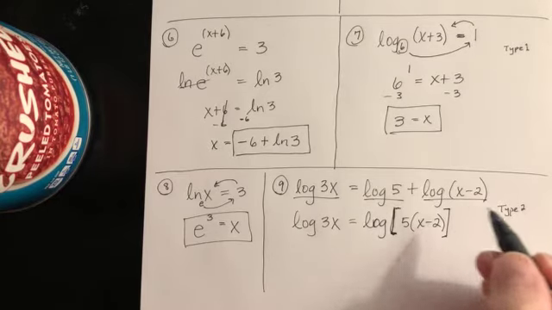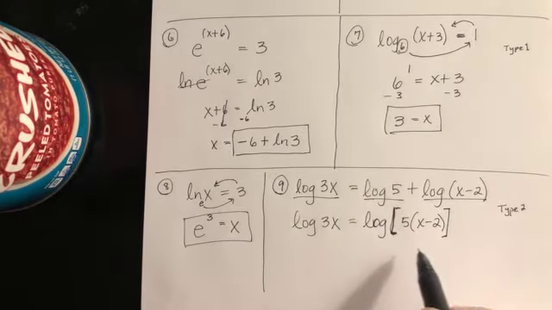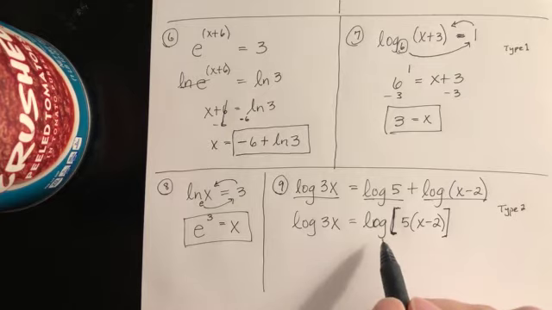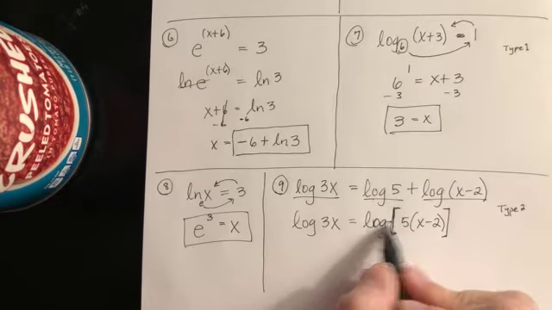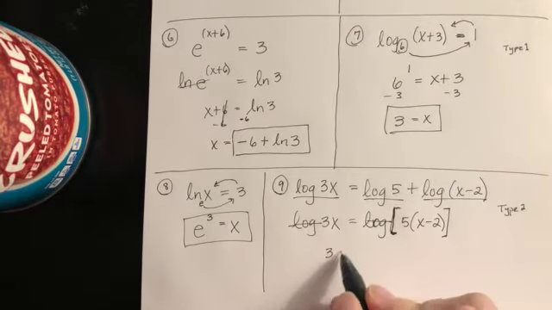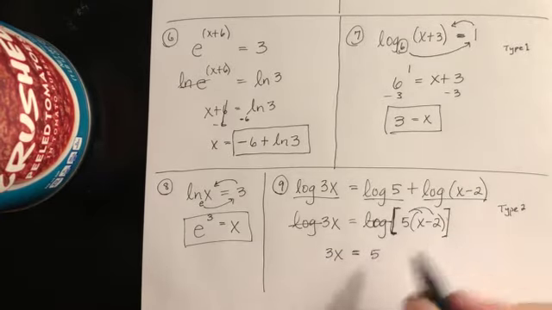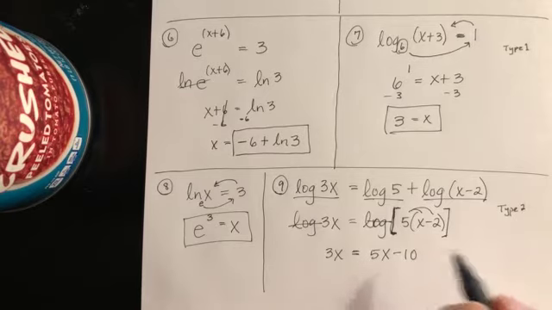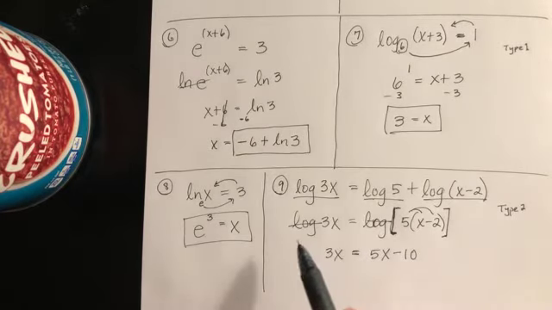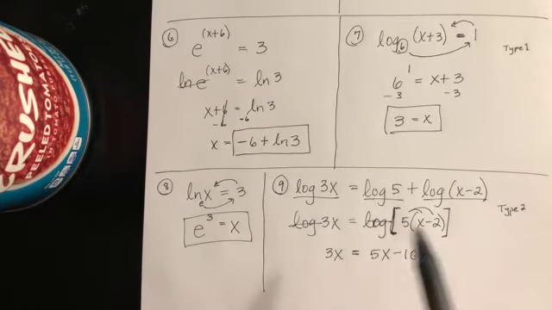Anyway, so once you've condensed into a single log equal to a single log, then you can just cancel the logs, just like with change of base in the previous problem. I'm going to distribute here. Okay, so that gets rid of the logs. And this only works for type 2 where every single term is a log. You condense into one log on each side, and then you just cancel the logs.